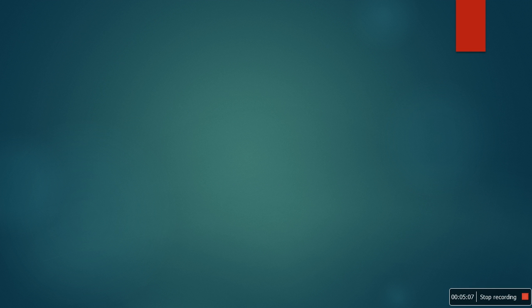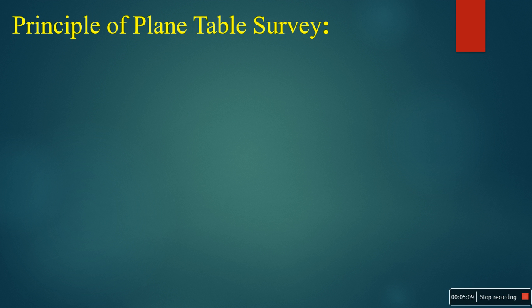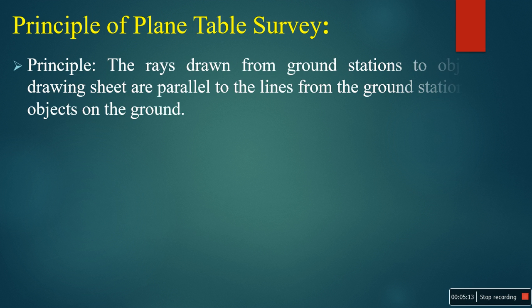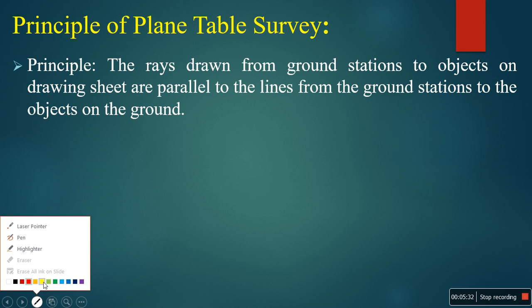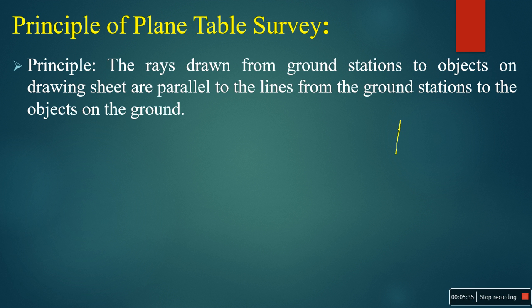The next part is the principle of plane table surveying. The rays drawn from the ground station to the object on the drawing sheet are parallel to the lines from the ground station to the objects on the ground. I will explain this here. Suppose this is your plane table.